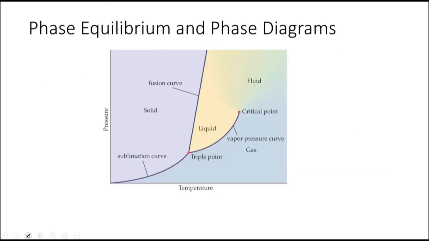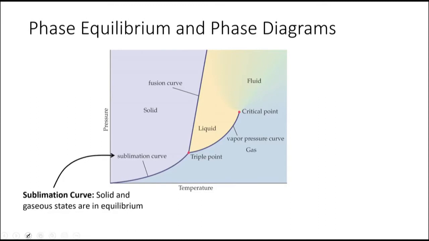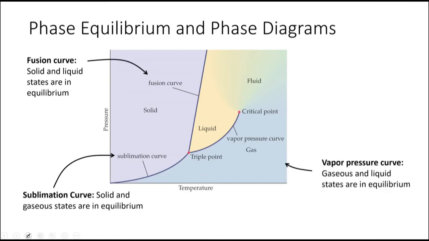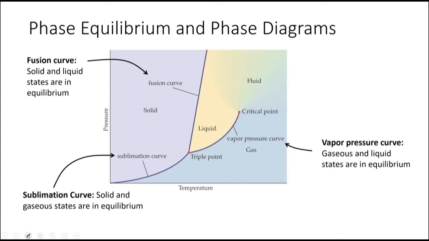All right, so let's take another close look at a phase diagram here. So you can see we've pointed out already quite a few of these things. So we've already talked about the sublimation curve, which separates solids and gases. Then you can see here we have the fusion curve, which separates solids from liquids. We have the vapor pressure curve separating liquids from gases. And then there are a few more details that I wanted to point out on here.